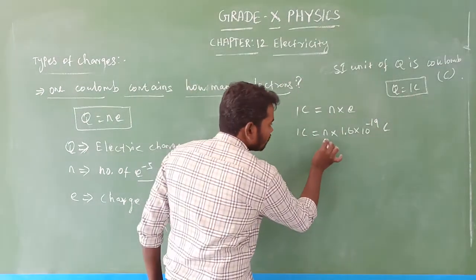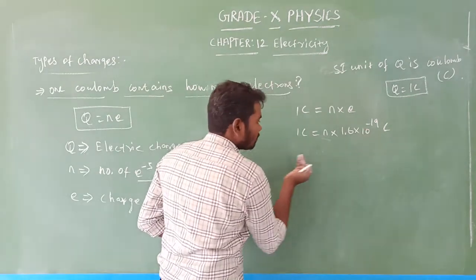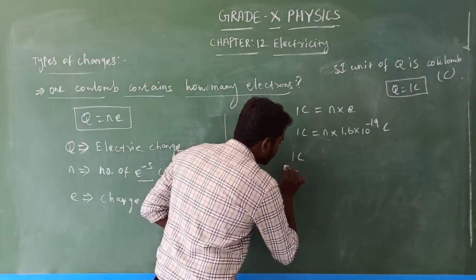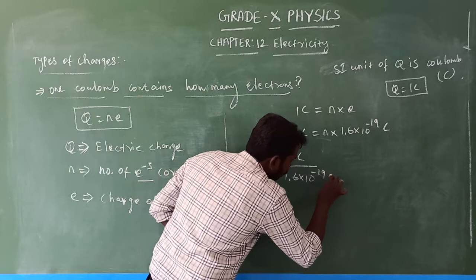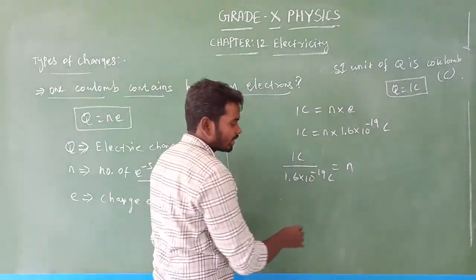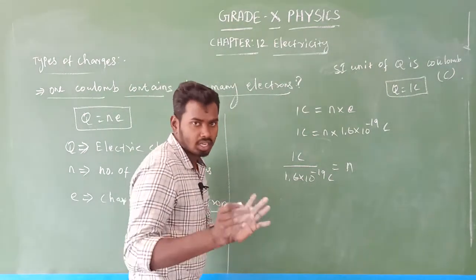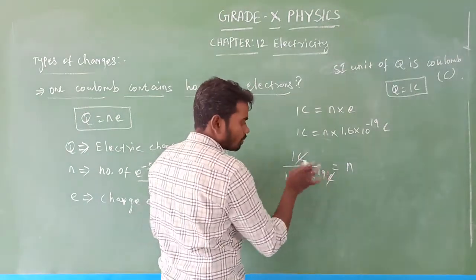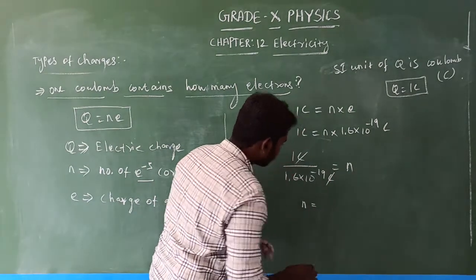We need the N value, which means the number of electrons or protons. When this term comes to this side, multiplication changes into division. So we get 1 C divided by 1.6 into 10 to the power of minus 19 coulomb, that is equal to N. N means the number of electrons present in 1 coulomb of charge. So here the coulomb cancels. Then we can get N, and the remaining I'll write here.